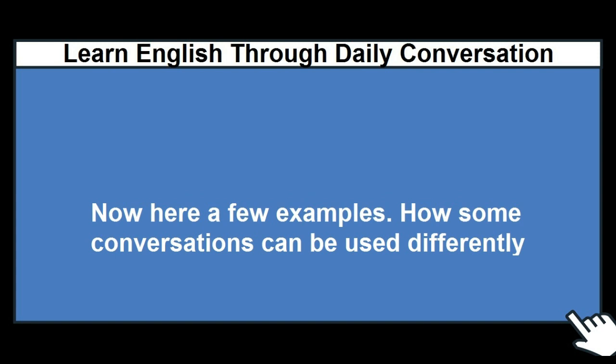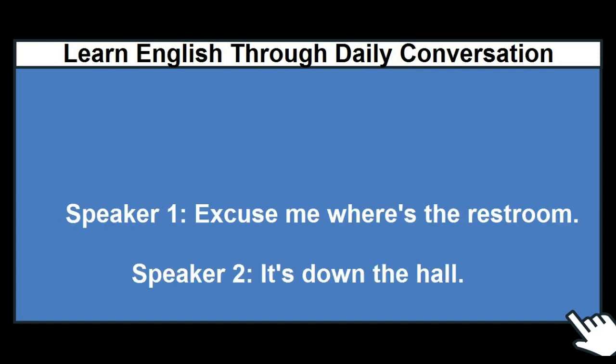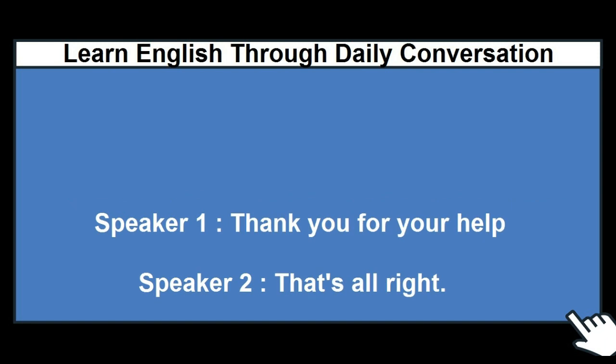Now, here are a few examples of how some conversations can be used differently. Speaker 1: Excuse me, where is the restroom? Speaker 2: It's down the hall. Speaker 1: Thank you for your help. Speaker 2: That's all right.